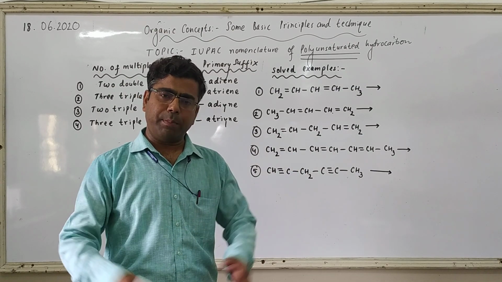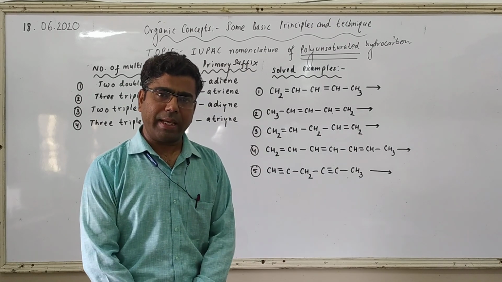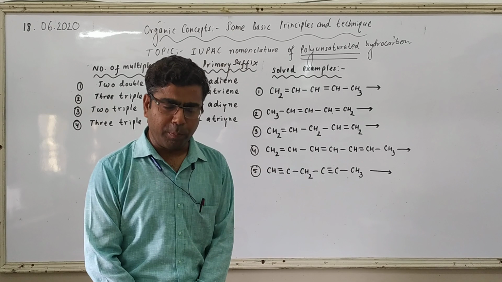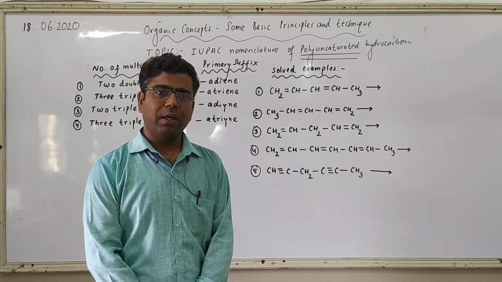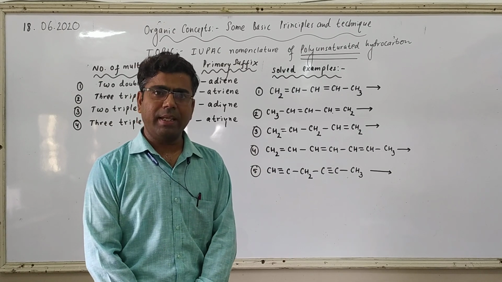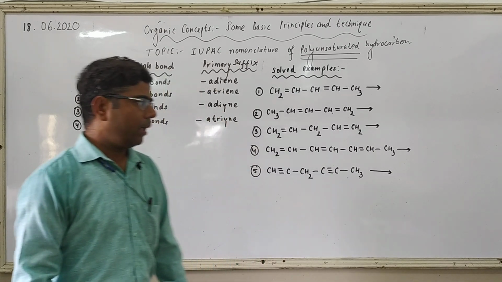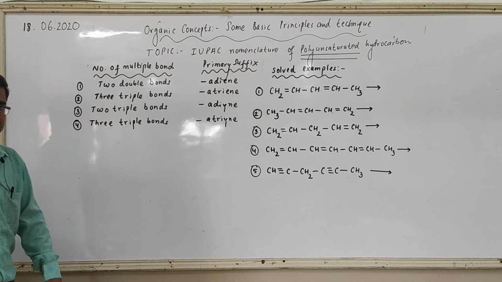So, the combination can be: compounds can have two double bonds, compounds can have two triple bonds, compounds can have three double bonds, compounds can have three triple bonds. It can be in any combination. So the important thing is the use of the primary suffix.